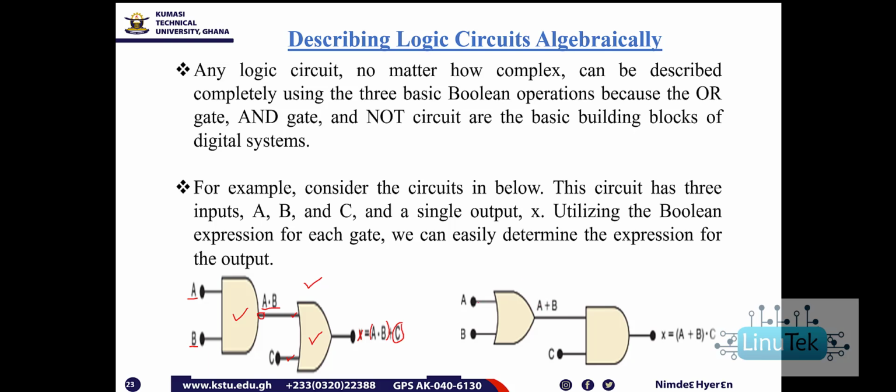Similarly, if this were to be done in the opposite direction, where you have an OR gate and an AND gate, we would have A or B, and this would now become the input to the AND gate, and then we get our X to be equal to (A or B) and C. So we can describe logic circuits algebraically because every logic circuit would normally contain these 3 basic logic gates, or a combination of the 3 basic logic gates.